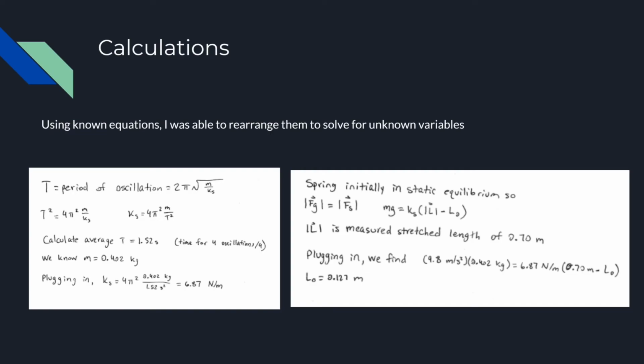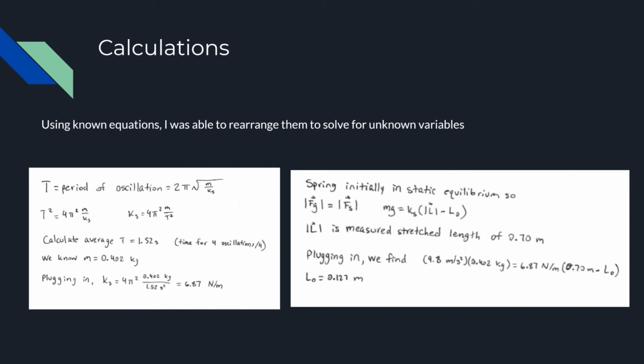Here you can see the calculations that I did to find the unknown values needed for the GlowScript code. We were given in edX video 52 that the mass of the object was 0.402 kilograms and the stretched length of the spring was 0.7 meters. We know the formula for the period of oscillation, which is equivalent to 2 pi times the square root of the mass over the spring constant. Plugging in these values, we find that the spring constant is approximately 6.87 newtons per meter.